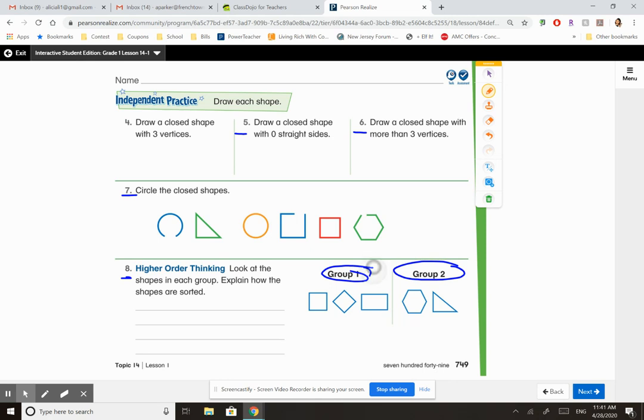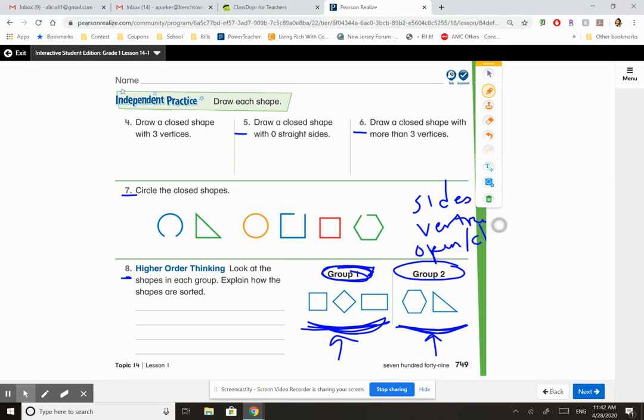So think about group 1. Who is allowed to join group 1? What is the rule here? What shapes are allowed to come into this party? Then think about group 2. What's the rule here? Who can go in here? So what is the rule for each of these groups? All right, and write that out. Use words like sides, vertices, and open or closed shape.